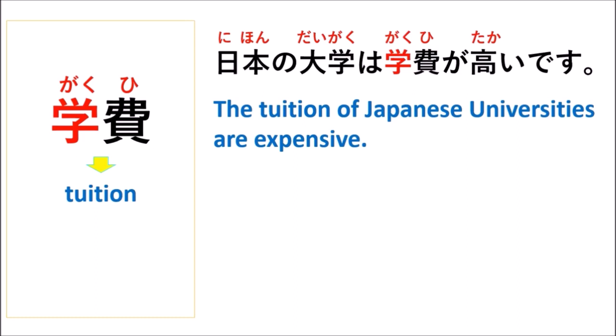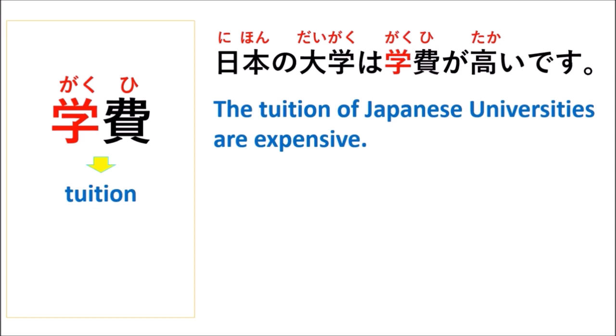So it means tuition. When you put the kanji of learn together with the kanji of something that you have to pay, it means tuition. Here is an example: 日本の大学は学費が高いです。 It means the tuition of Japanese universities is expensive.